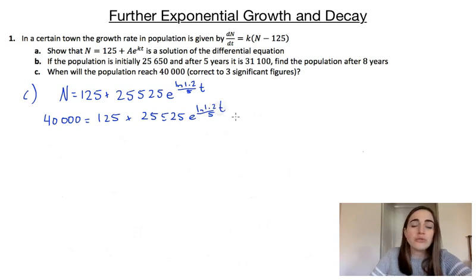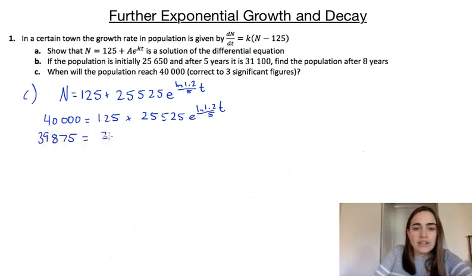And now we have to go through and solve it for t. So first I'm going to subtract my 125. So I'd end up with 39,875 is equal to 25,525 e^(ln 1.2 over 5 t).